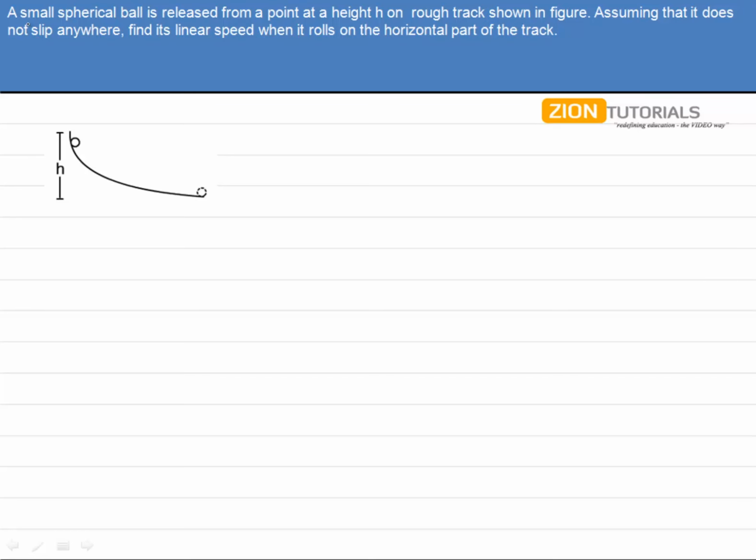As the question says, a small spherical ball is released from a point at a height h on a rough track shown in the figure. Assuming that it does not slip anywhere, find its linear speed when it rolls on the horizontal part of the track.